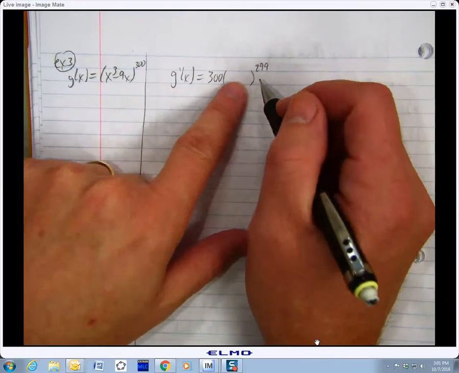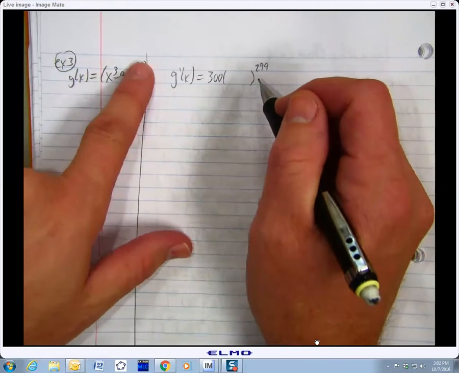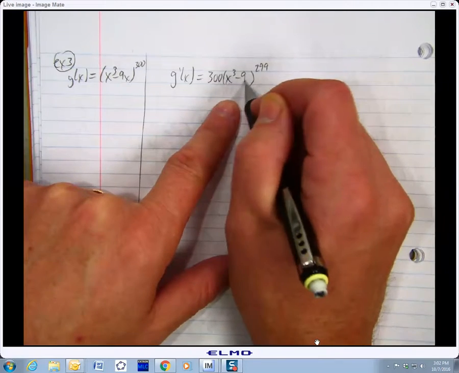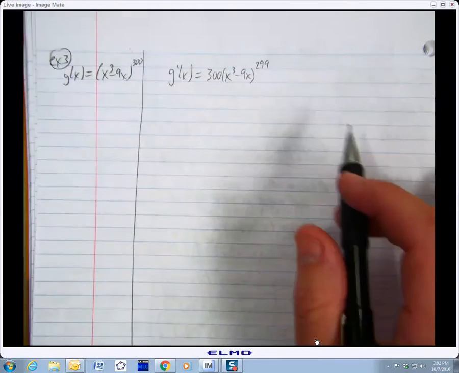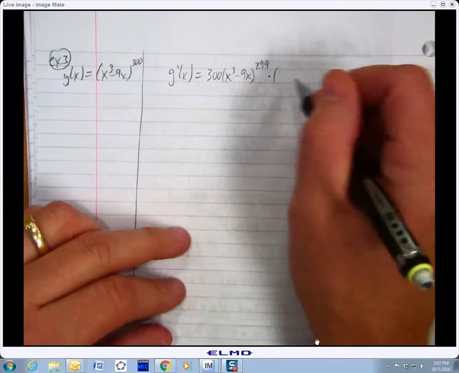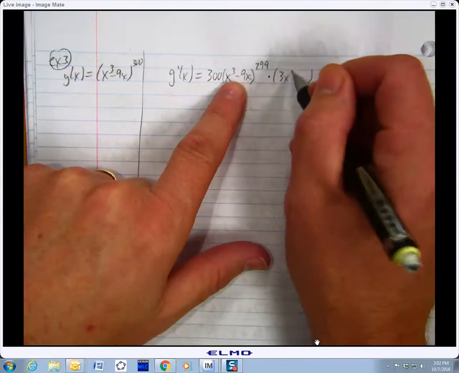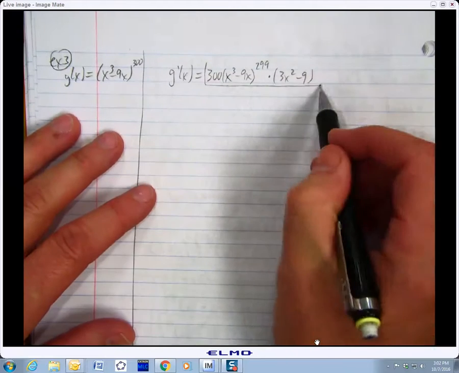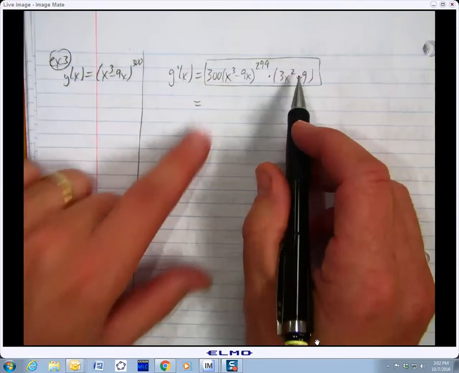All right, and then we don't change the stuff. If this is u to the 300, this is 300u to the 299. U did not change. Don't change. You're perfect the way you are. All right, let's go multiply by the derivative of the inside. That would be 3x squared minus 9. And technically, you're done. You might see it in a different form.